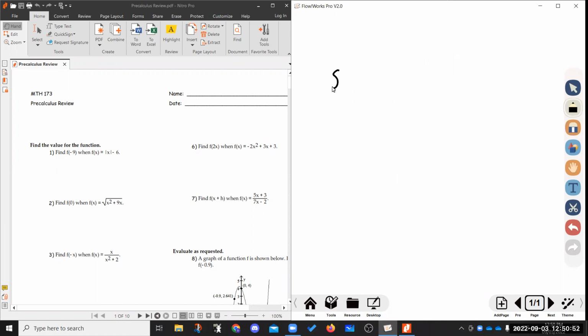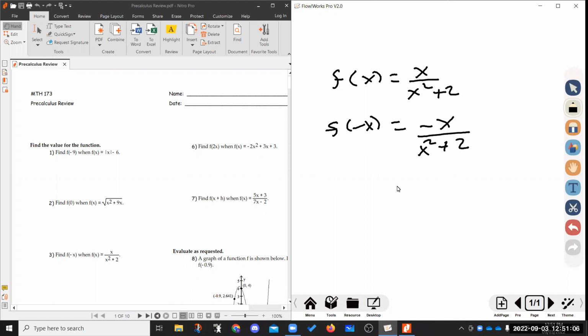Third, we're going to find f of -x when f of x is equal to x over x squared plus 2. F of -x is going to help us determine whether the function is even, odd, or neither. So this is -x over (-x) squared plus 2. I jumped ahead and didn't put that negative there. A negative times a negative is a positive.